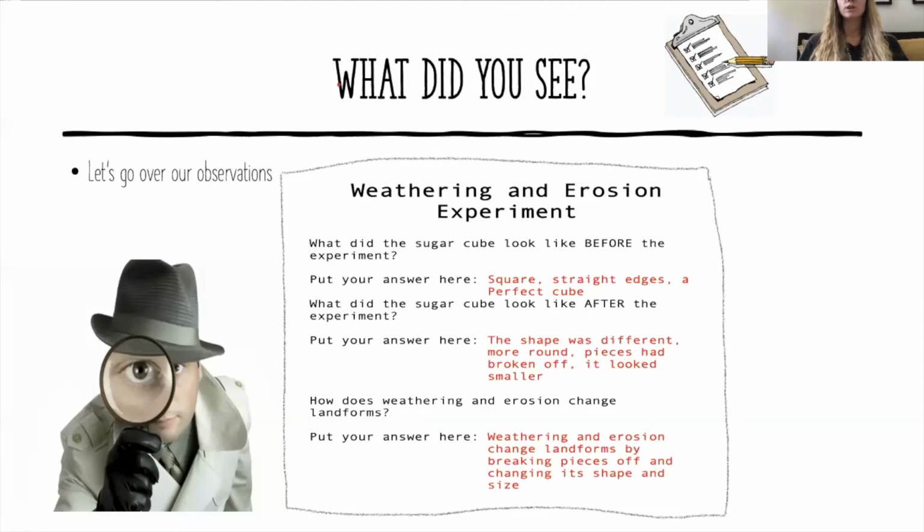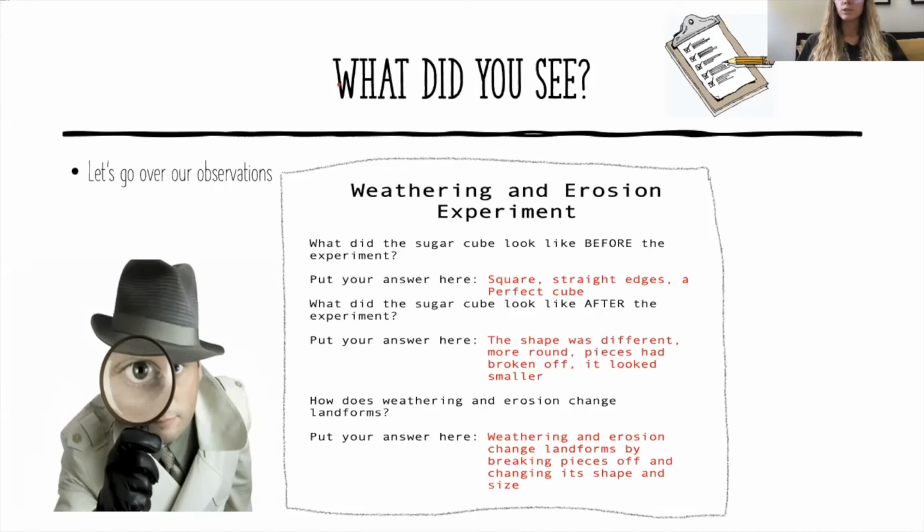What did the sugar cube look like after the experiment? After the experiment, the shape was different. It was a little bit more round. You could tell pieces had been broken off, and it overall looked smaller. Whereas before the experiment, the sugar cube was bigger, it had straight edges, sharp corners, and so on and so forth. Third question, how does weathering and erosion change landforms?